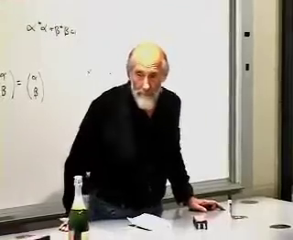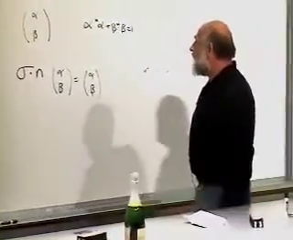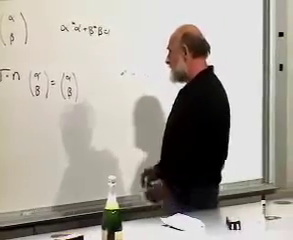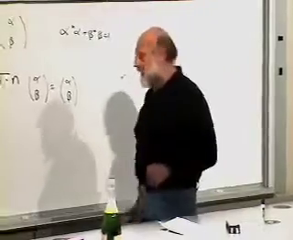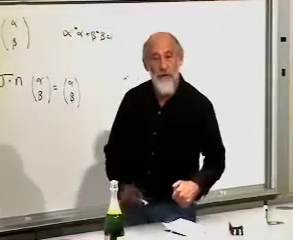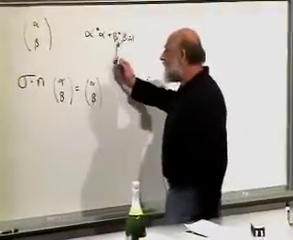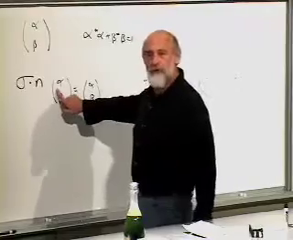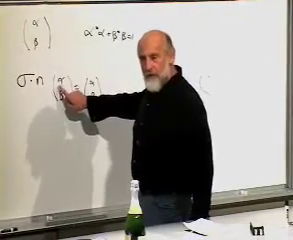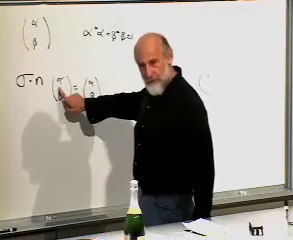Well, n has 2 degrees of freedom. But alpha and beta are complex. Good, very good. So it sounds like there are 4. But we have the normalization, and we also have the freedom to change the phase. So the phase drops out of the equation also.